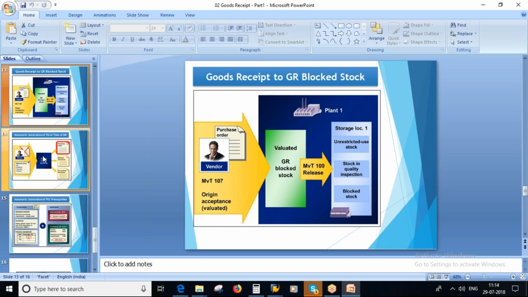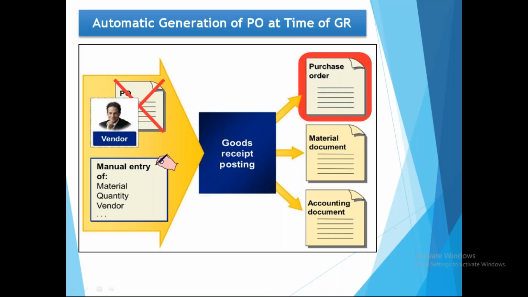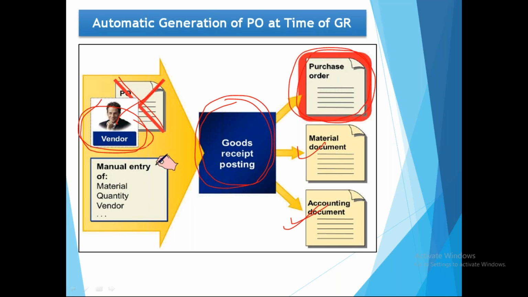Now the next one we will be discussing is automatic PO during the GR. There is a function where you received the material from a vendor, but we have not issued any PO to the vendor. While doing the goods receipt, along with material document and accounting document, the system has to create a purchase order automatically. This has to be done.